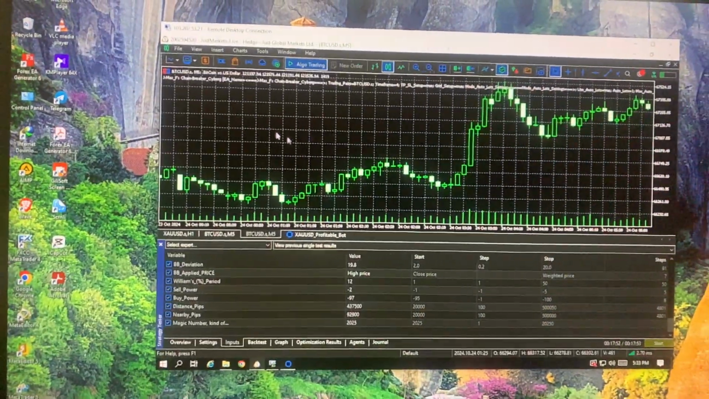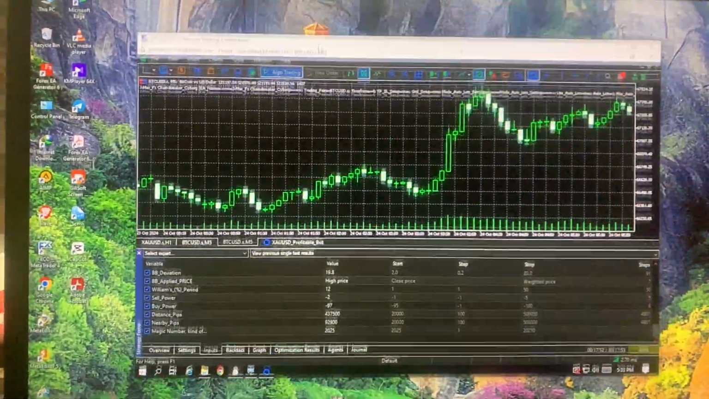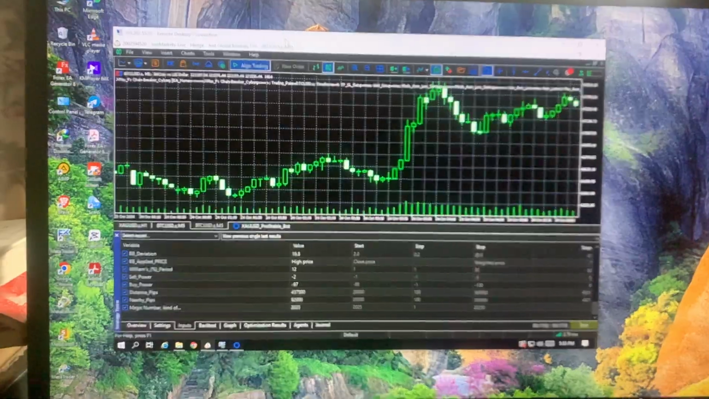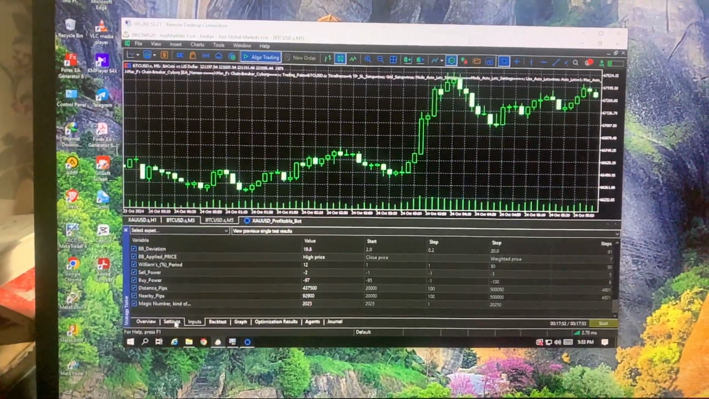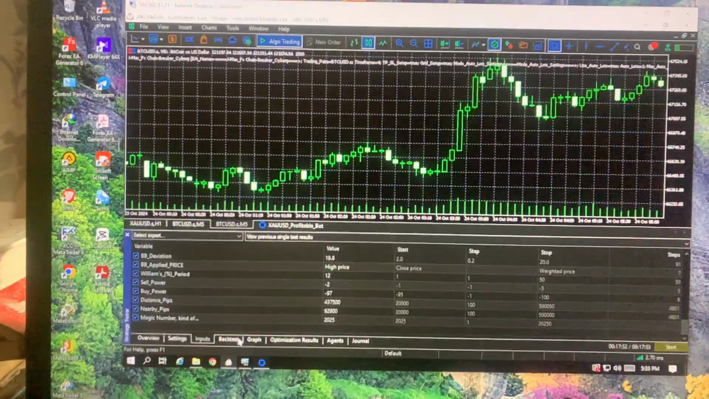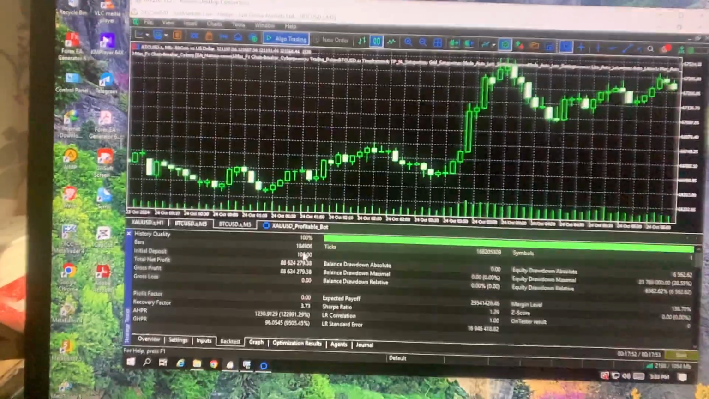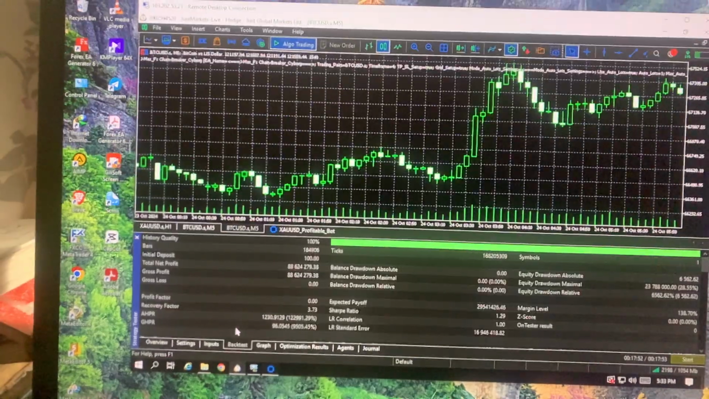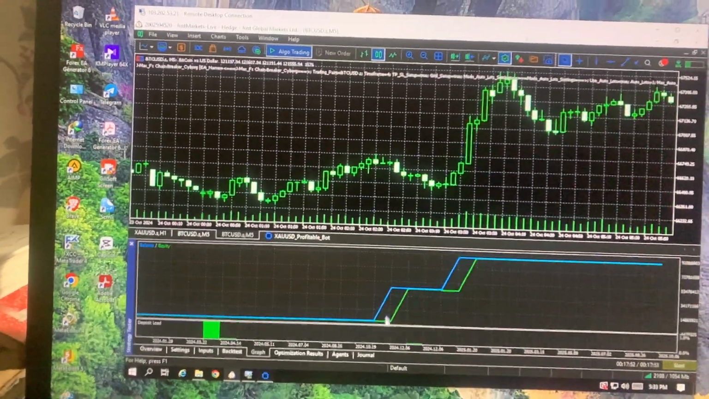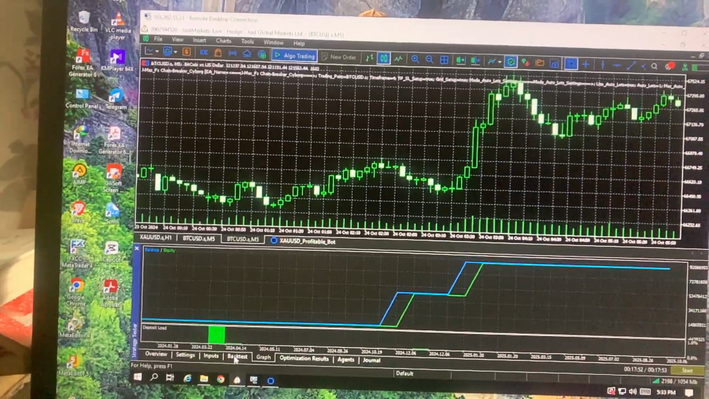So this is, let me see, this is my VPS. This is my desktop, and this is one of the EAs. Let's go to the back test. So this is the EA. Let's go to the graph. Okay, so there is a graph. I'll go to the back test.